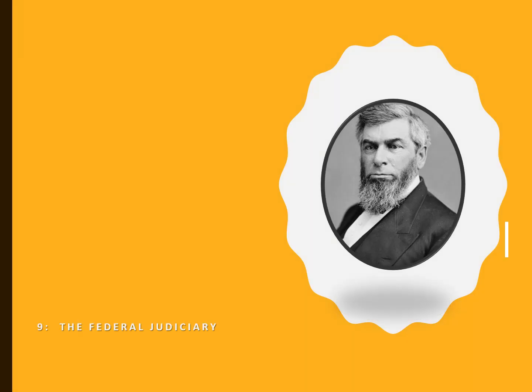Chapter 9 deals with the federal judiciary. This is the Supreme Court and the lower federal courts that were established by Article 3 of the U.S. Constitution. The photograph here is of Morrison Waite. Arguably, he was the most obscure of Supreme Court Chief Justices. He served from 1874 until 1888. As an Ohioan, I have a particular liking for Morrison Waite, who is a fellow citizen of that state.